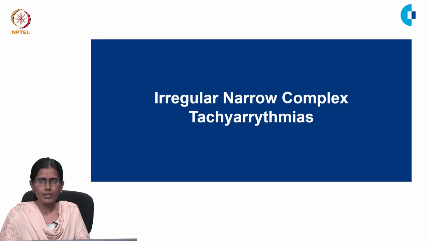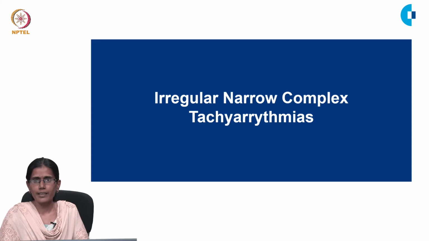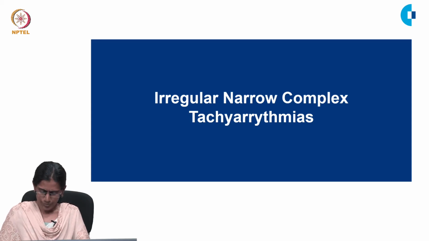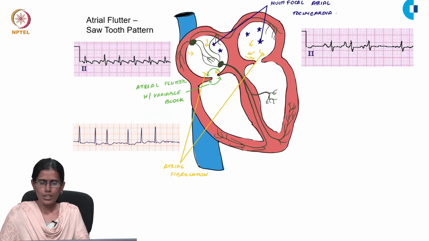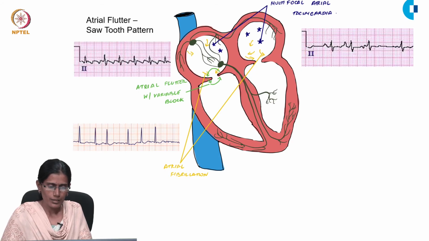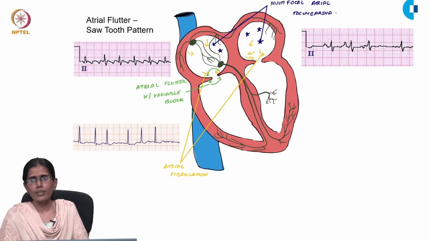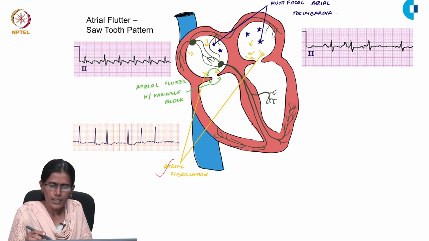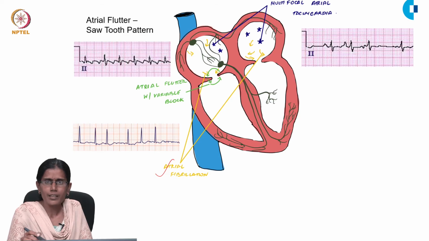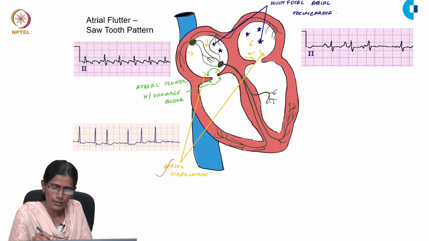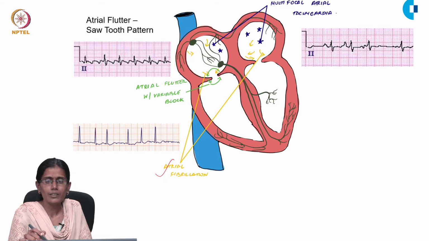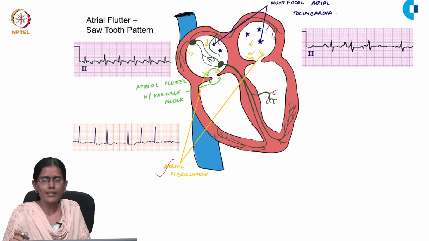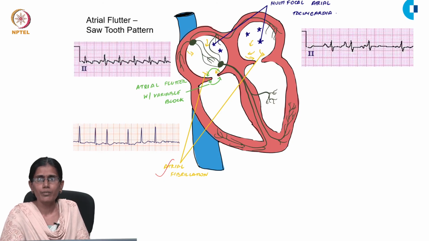Now we are going to discuss irregular narrow complex tachyarrhythmias. There are only 3 common causes for this. The commonest cause for irregular narrow complex tachyarrhythmia is atrial fibrillation. There is no organized atrial activity. You see multiple atrial wavelets, but they don't activate the atrium as such. So there is no coordinated atrial activity, so there will be no P wave.